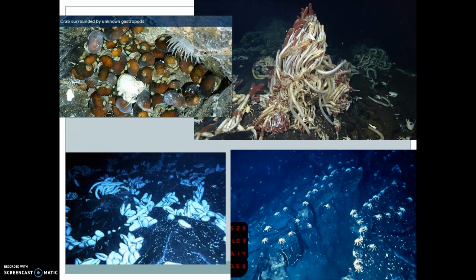So if we take a look, here are our giant tube worms next to those hydrothermal vents. We also see a lot of our different types of shellfish here, our oysters and our clams. We also see a little bit of crabs over here near those hydrothermal vents or those cracks in the ocean floor.